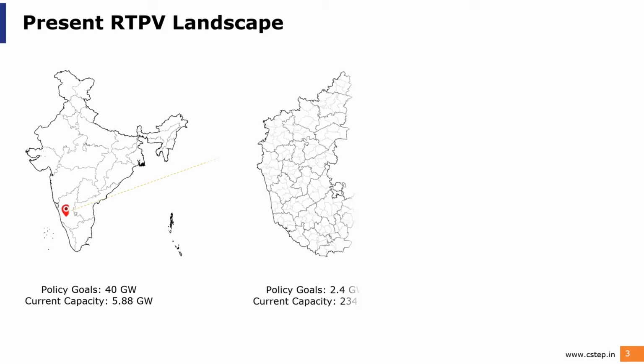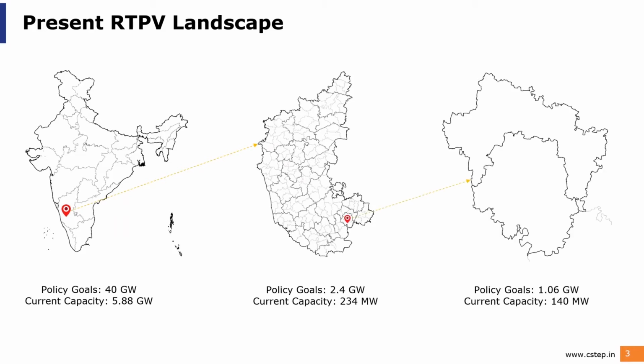The state of Karnataka has installed 234 megawatt of rooftop PV against the target of 2.4 gigawatt. And in Bangalore city, BESCOM has attained only 12% of the 1.2 gigawatt rooftop PV target. So from the statistics, it's very clear that the growth has remained sluggish for the nation to meet the national target of 40 gigawatt by 2022.